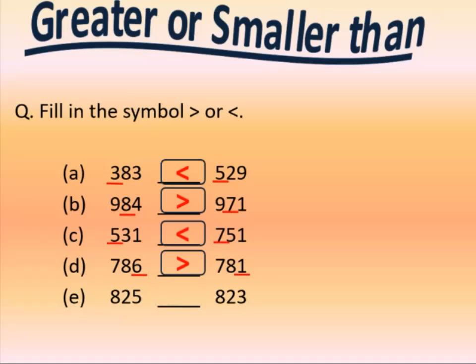So what is the number on 1 place? It's 5. And in the other number we have 3 in 1 place. So which number is bigger? Yes, 5. It means 825 is bigger than 823.